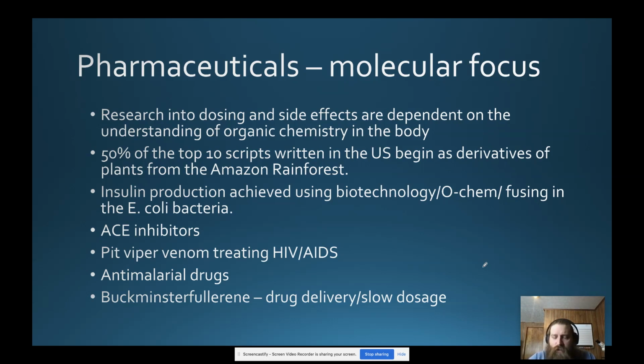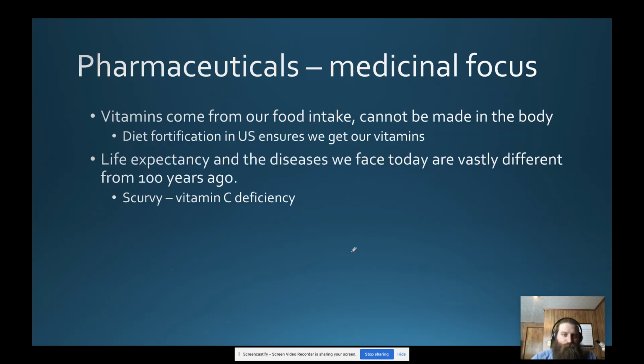Now, there are a lot of different drugs that come from chemists. Something that I've always thought was interesting is that 50% of the top 10 prescriptions written in the US all started as plant derivatives from the Amazon. We get a lot of our drugs from natural sources, right? We take a molecule that we find in nature and then we manipulate it to do something that we want it to do. So there are a lot of really interesting drugs there. And we'll look at some pharmaceuticals later on in the unit.